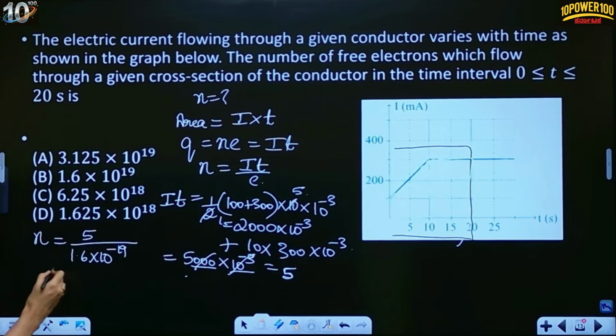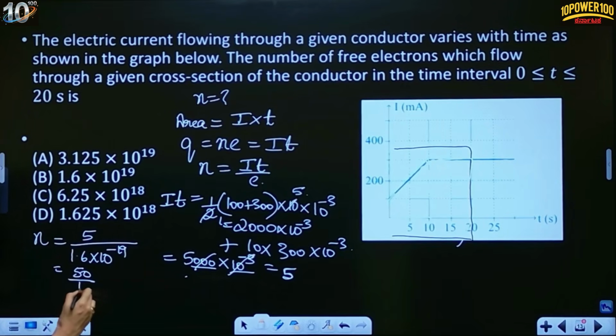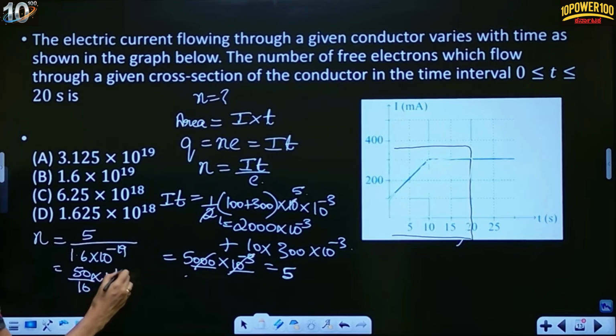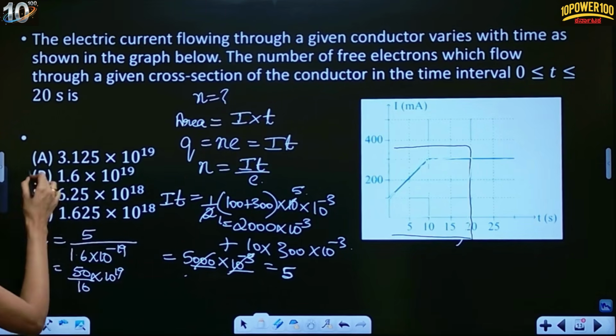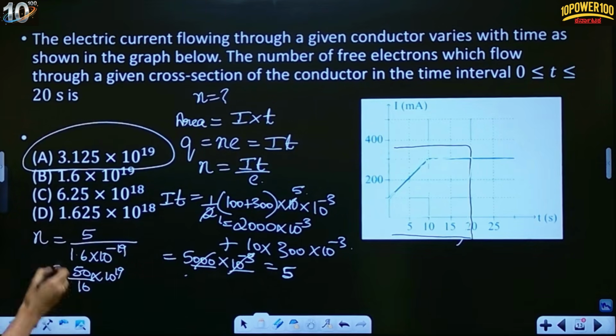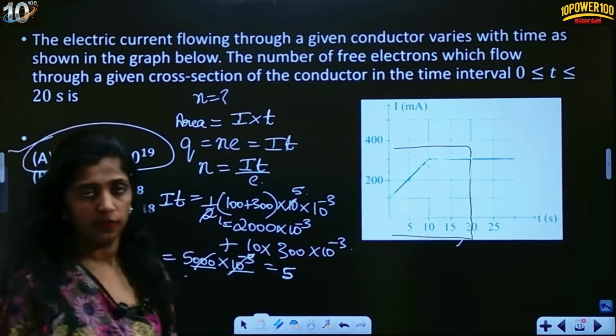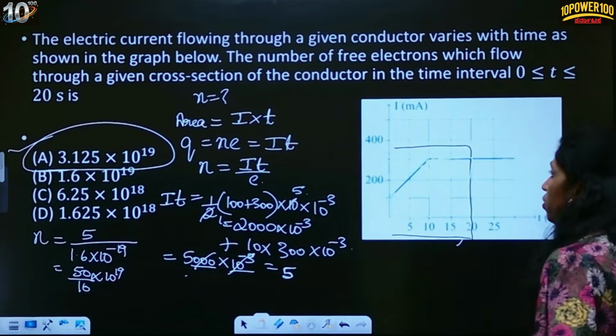So if you want, you can solve it like this: 50 by 16 into 10 power plus 19. So how much is 50 by 16, guys? Nearly it will be 3.125 in terms of 10 power 19. That's it. So option A is the correct answer. Fine. Now moving to the next question.